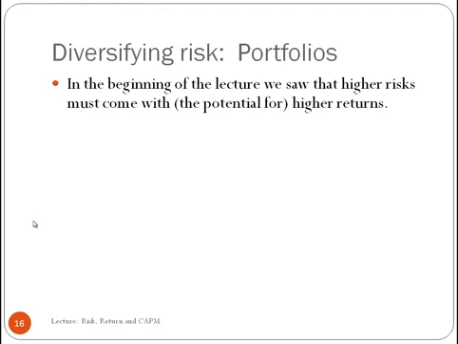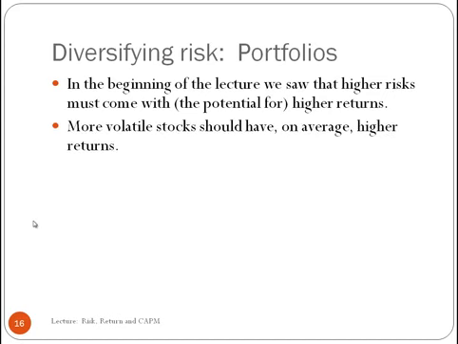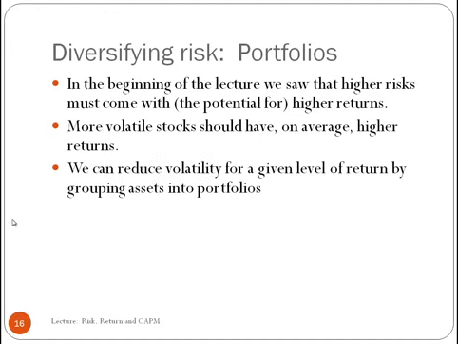So now let's just talk a little bit about diversifying risk. So in the beginning of the lecture, we saw that higher risks must come with at least the potential for higher returns. Right? Otherwise, the investor just simply won't put their money there. We also saw that more volatile stocks should have, on average, higher returns. Right? The riskier a stock is, the more the investor is going to need to be promised for a return in order to invest in that.